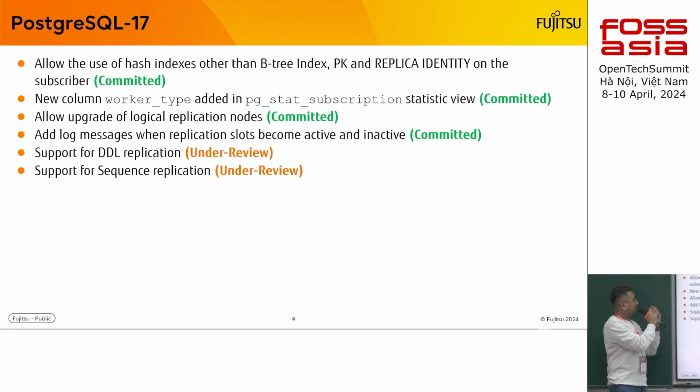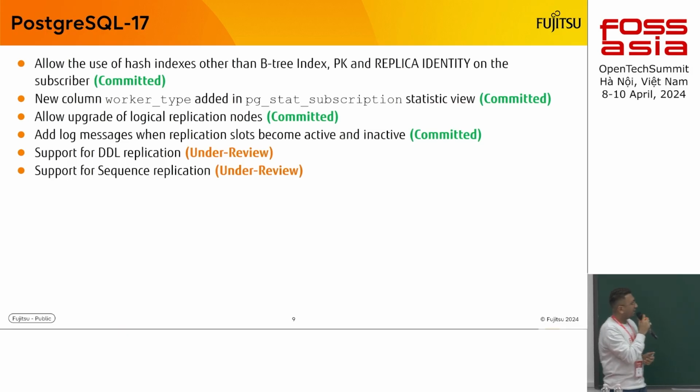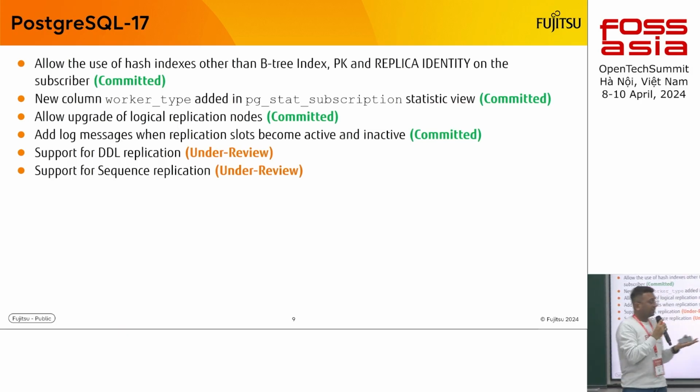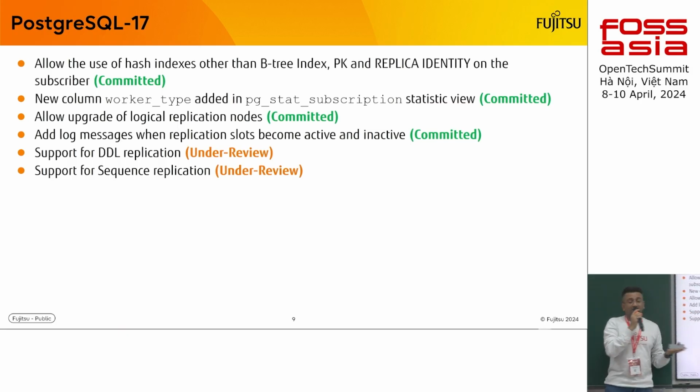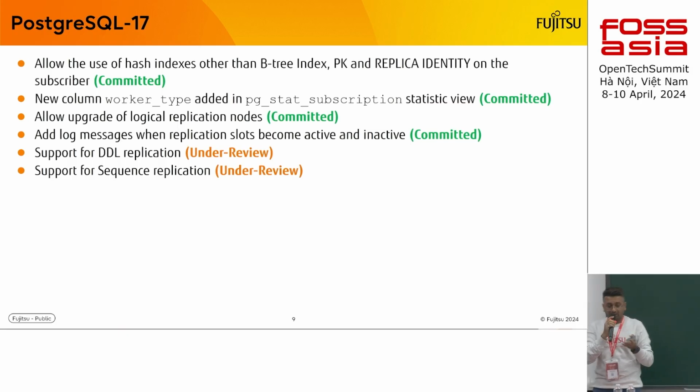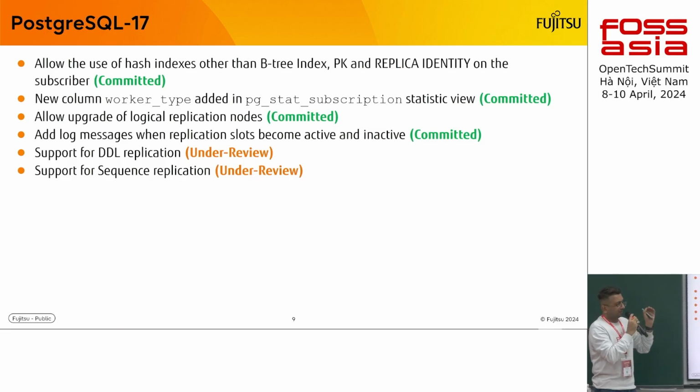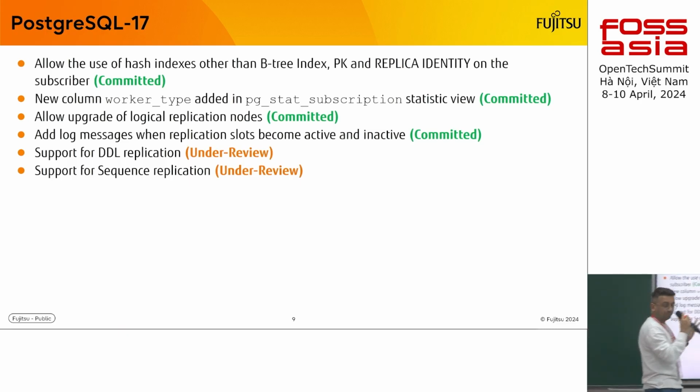Next one is a new column, worker type, added in pg_stat_subscription. As we saw in the last slide, pg_stat_subscription is useful to provide the information about the subscription workers. With this new column, we will be able to track what kind of operation is going to be performed by a particular subscription process. The possible values would be apply, parallel apply, and synchronization. These are the three possible values for this particular column.